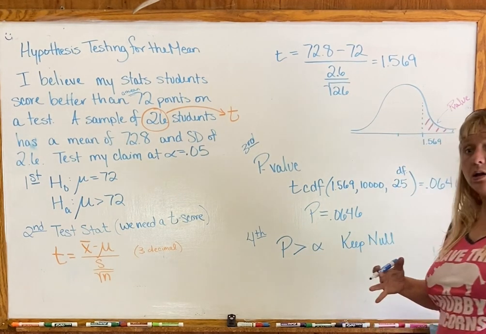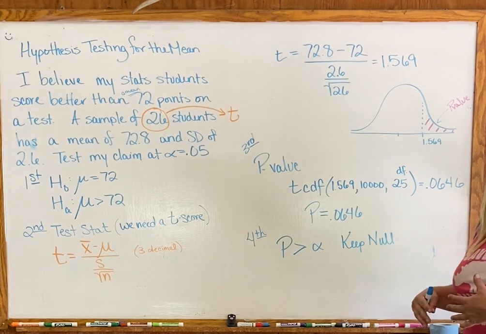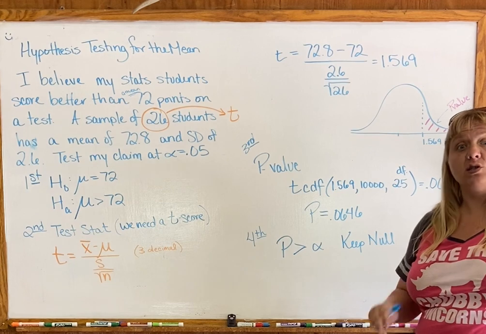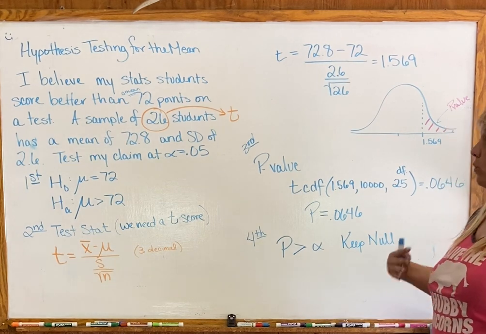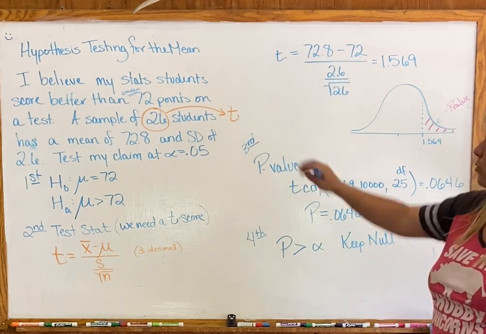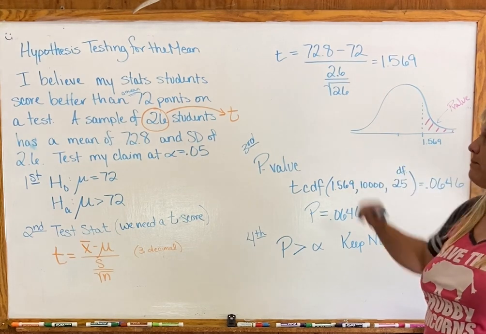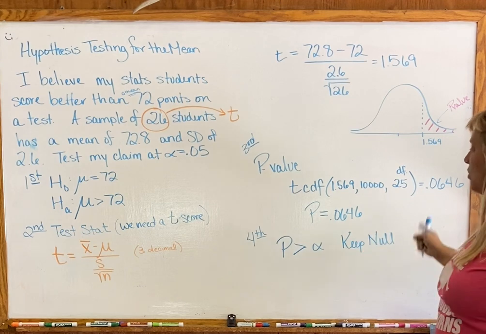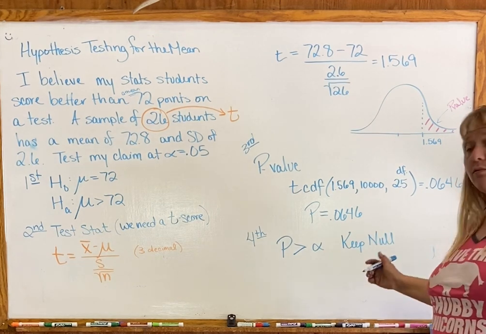Now, keeping the null only means that we're erring on the side of caution. It only means that we're saying there wasn't enough evidence to support our claim. Does that mean we're wrong? No, it doesn't mean we're wrong. It is very possible that my stat students do score better, but in this situation, we didn't have enough proof. So that's the way we write our sentence.